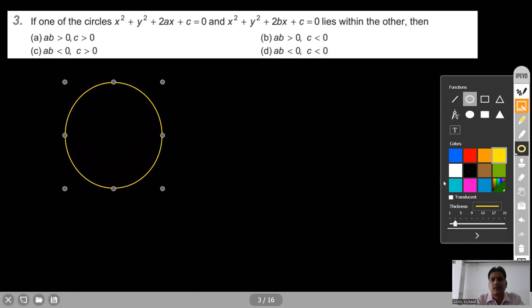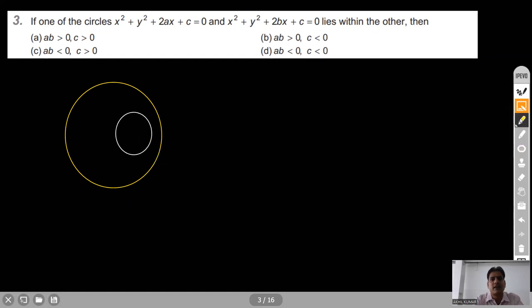Suppose this is our one circle. If you see this circle, suppose one more circle is there, like this is totally contained in the first circle. Okay. So suppose this circle has x square plus y square plus 2ax plus c equal to 0. And I'm taking this white circle as x square plus y square plus 2bx plus c equal to 0. Now we have to check which option is correct.